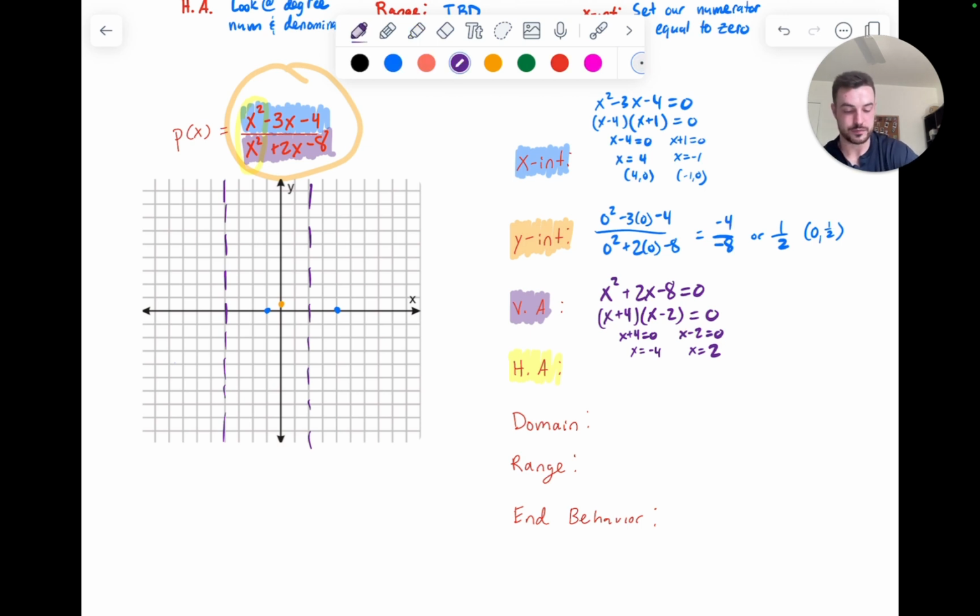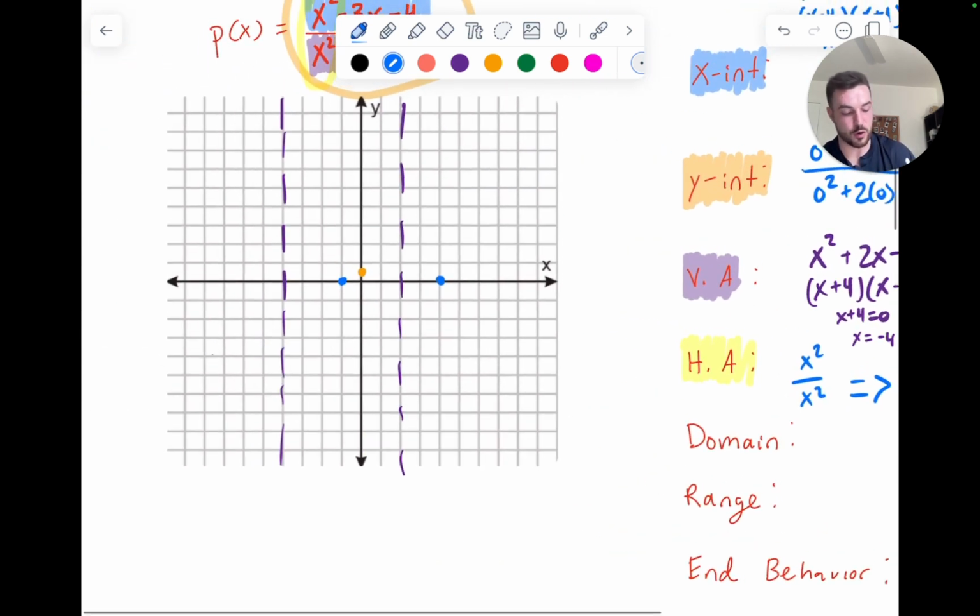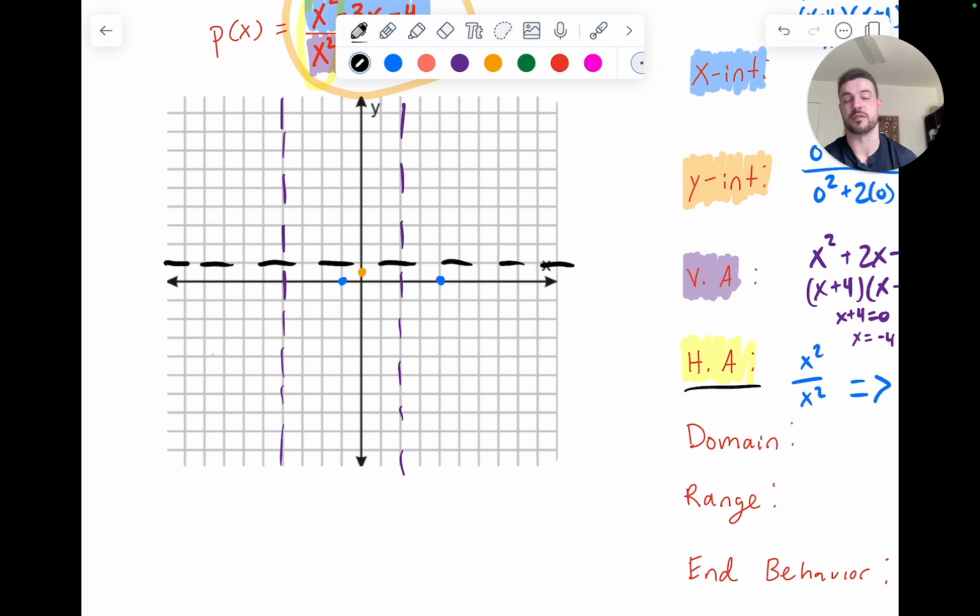So I am going to take my x squared and divide it by x squared. And because those degrees are the same, that tells me that my asymptote is going to be y equals whatever the leading coefficient of my numerator is, which is 1, divided by the leading coefficient of my denominator, which is 1. And 1 over 1 is 1. So now I've got my horizontal asymptote, which I will do in black. It is at positive 1. And this is going to help me out with my end behavior at the end.